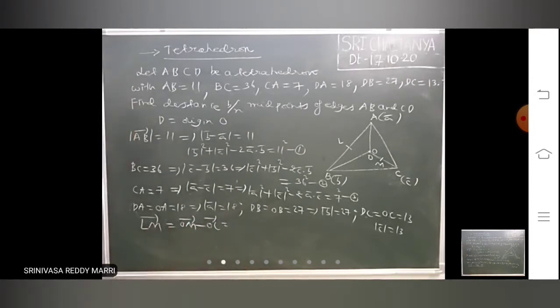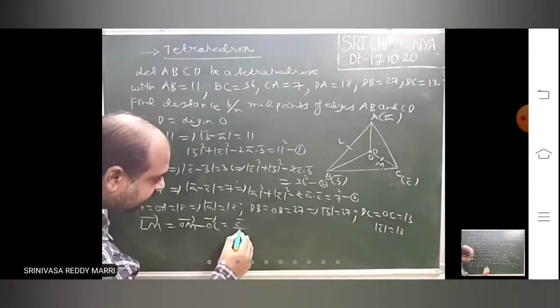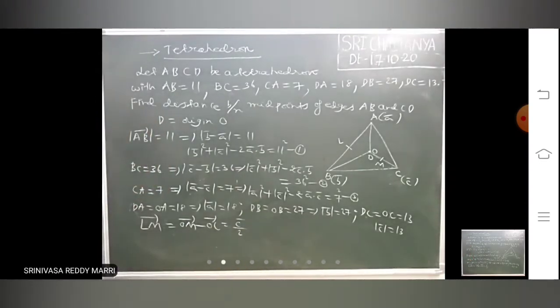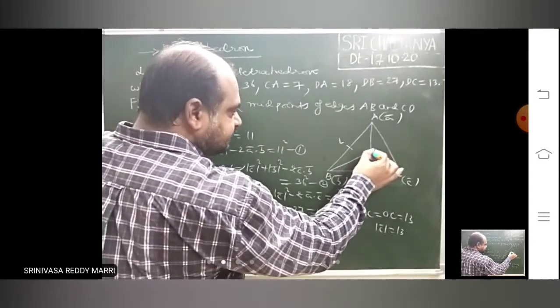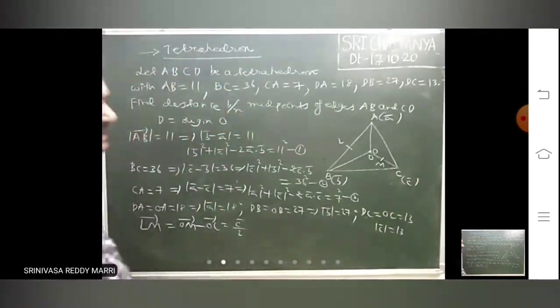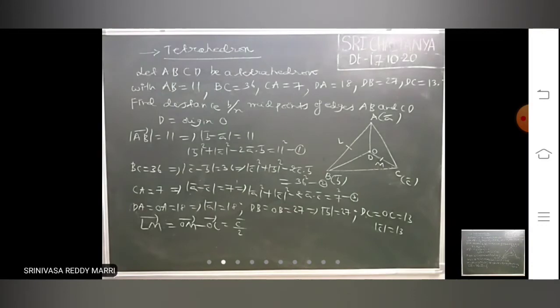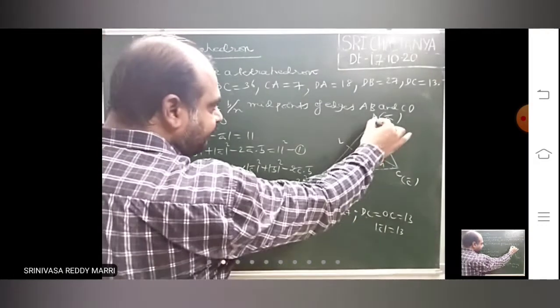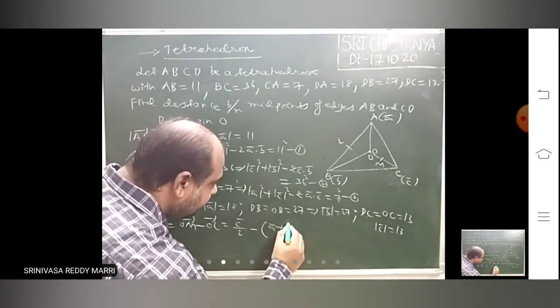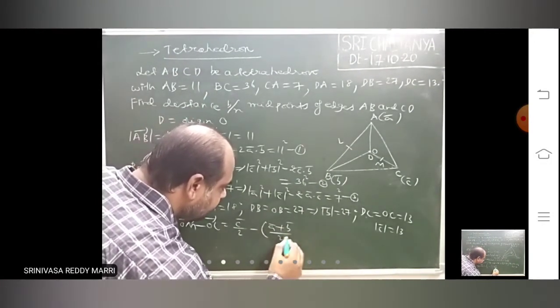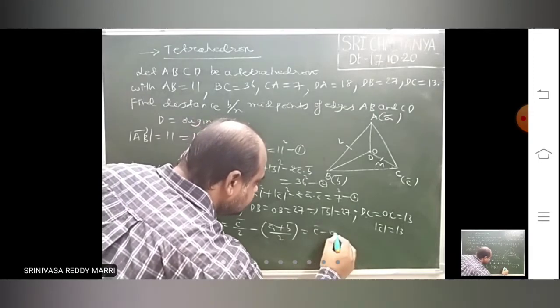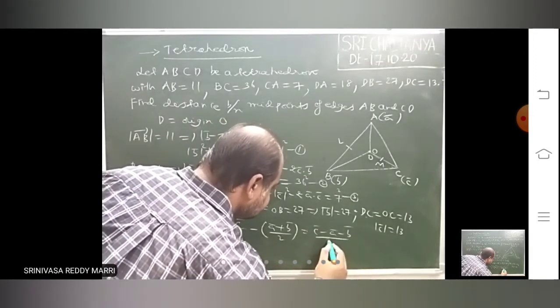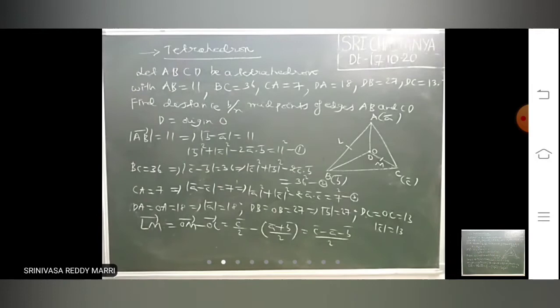minus OL bar. After that I will find the magnitude for this. OM bar is nothing but C bar by 2. This is origin, this is C. Midpoint position vector is C bar by 2 minus OL bar. Midpoint of this is nothing but A bar plus B bar by 2. That means this is nothing but C bar minus A bar minus B bar divided by 2.